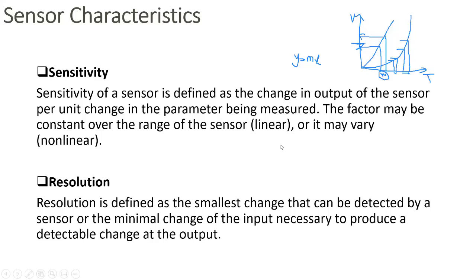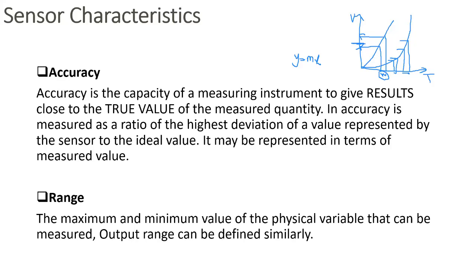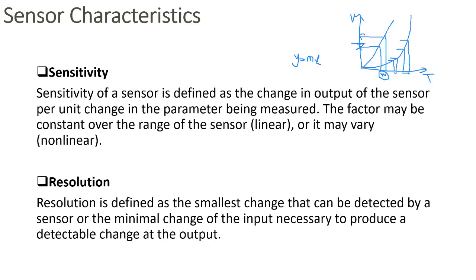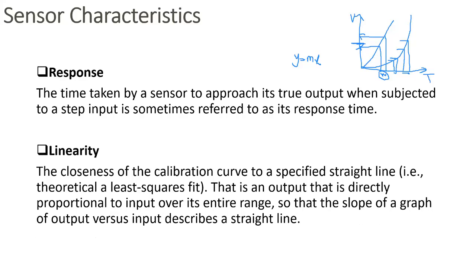So this resolution, sensitivity, and accuracy and range will decide the most important characteristics of your sensors. Other than that, the response. Response means when the system is changing really, for example, the temperature. If the temperature is changing from 25 Celsius to 26 Celsius within 1 millisecond, how fast your sensor can measure it. That's the response time.